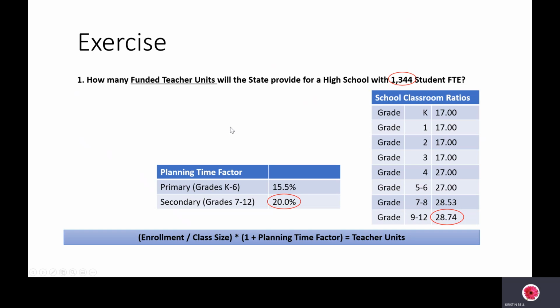So what you do here, again, as I spoke of a minute ago, you take your 1344, you divide it by your classroom ratio, and then you multiply it by 1 point. This is a secondary, so it'd be 1.2, and that would kick out your teacher units. In this case, they'd give us 56.12 teacher units for classrooms.